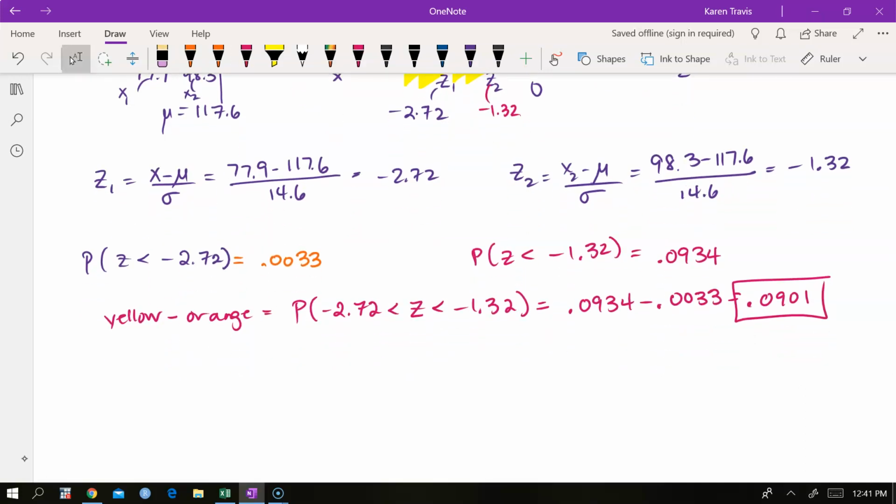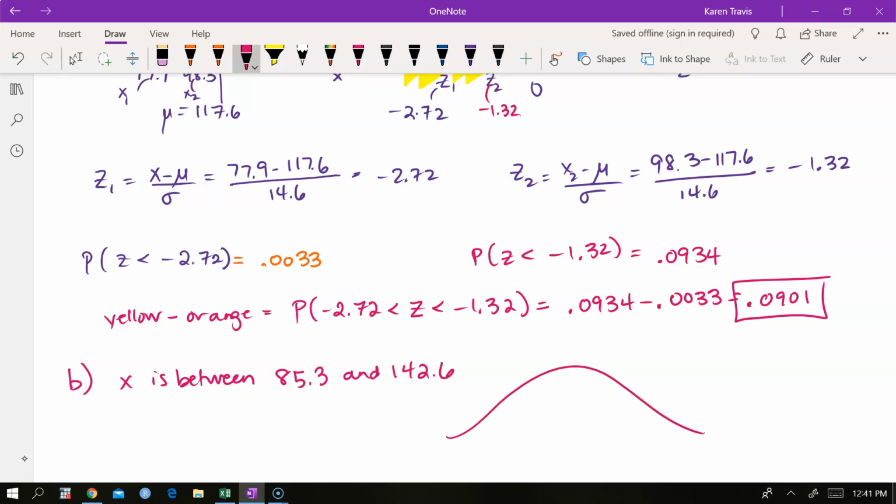Let's do part B. Part B asks, what's the chance that x is between 85.3 and 142.6. So again, it's good to draw it. Always keep track of what is the middle, because that shows me this one must be to the right of it, while this one's to the left of it. And I'm trying to find all of this area in the middle.